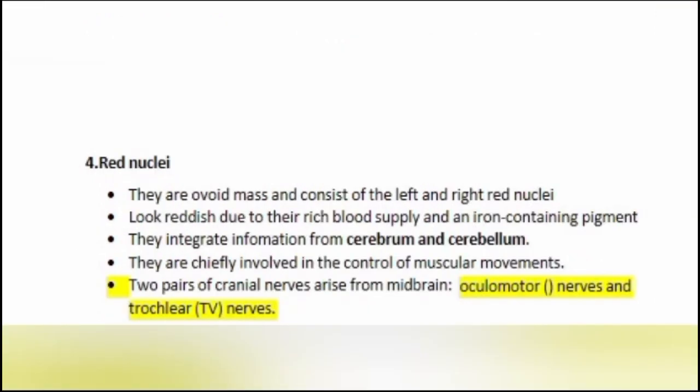Next is red nuclei. From the name itself, you can understand red nuclei. It is in a reddish color because it has rich iron content pigment in it. It controls the muscular movement. We already know that the cerebrum is between the information of spinal cord and brain, so it's just intermediate of cerebrum and cerebellum.